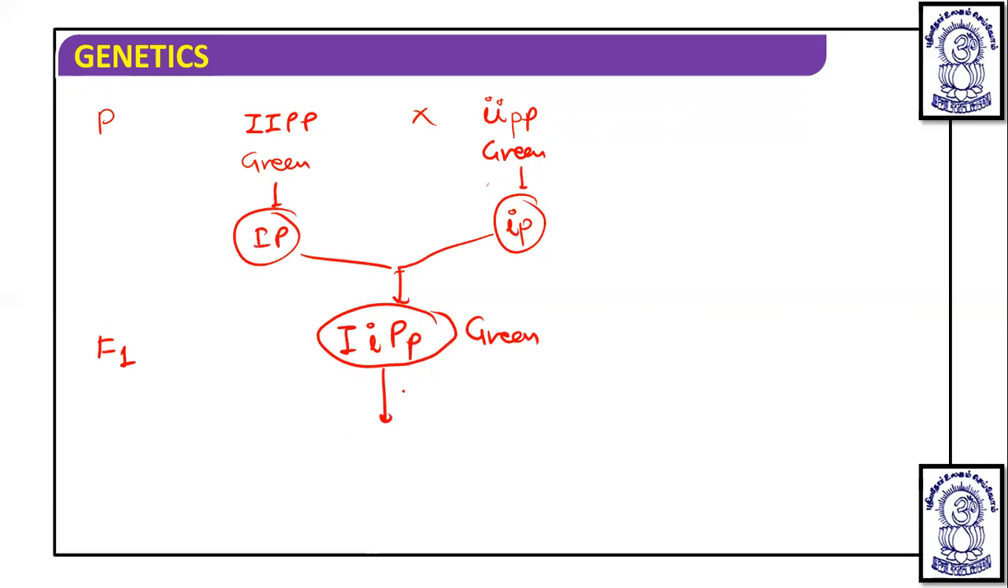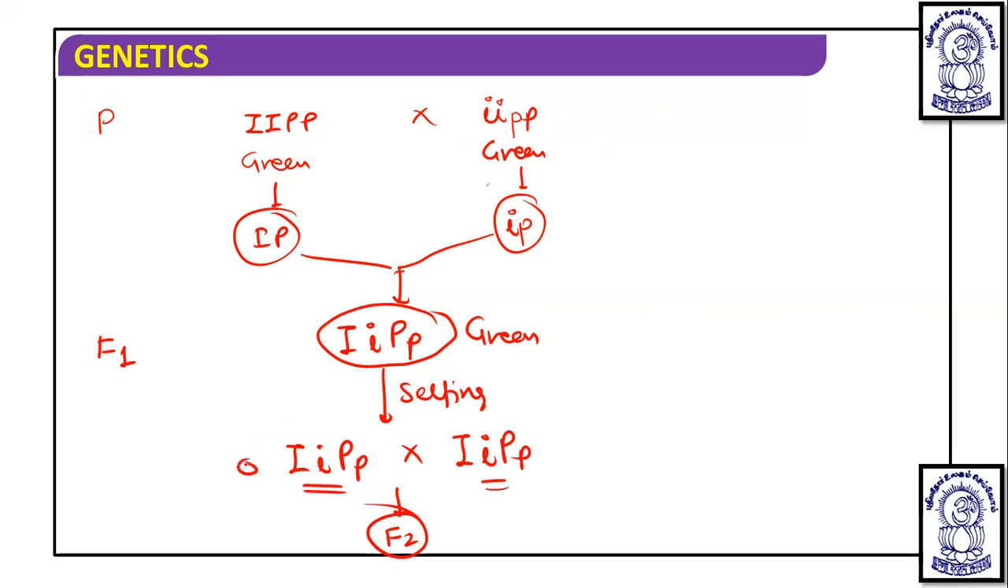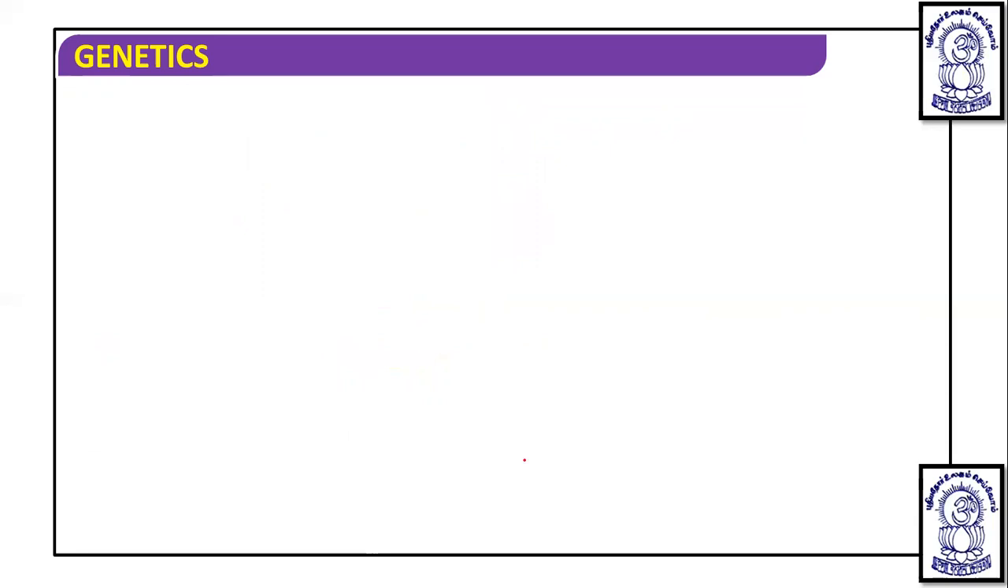After this, the selfing is done for the F2 generation. So when capital I, small i, capital P, small p crosses with capital I, small i, capital P, small p, the F2 generation is going to be produced. If we take this one as a male and this as a female, and we take the gametes of these two plants and make a cross, then the F2 generation will be obtained. So let's see how the F2 generation will be obtained.